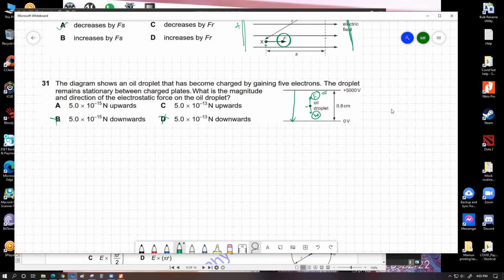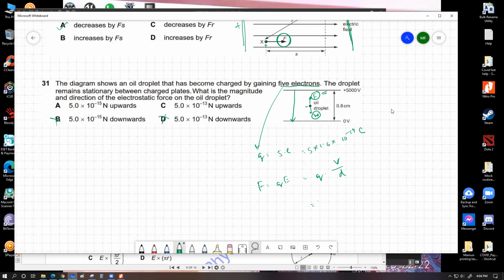Now let's try to do a bit of a calculation. It says it gained 5 electrons. So 5 electrons gives us how much charge? The Q value would be 5 times e. We know the value of e from the formula sheet. So that will be 5 times 1.6 times 10 to the power minus 19 coulomb. And then to find the force, F is given by F equals QE, or we can write Q times V by d, because here we have a uniform potential difference across parallel plates.